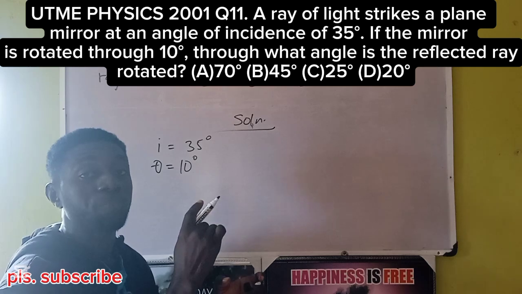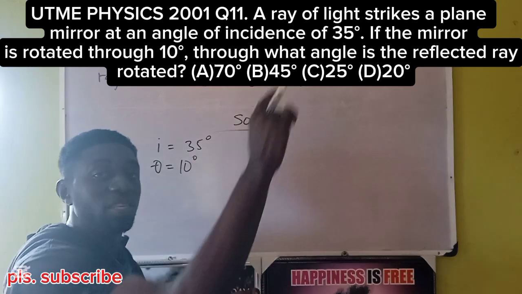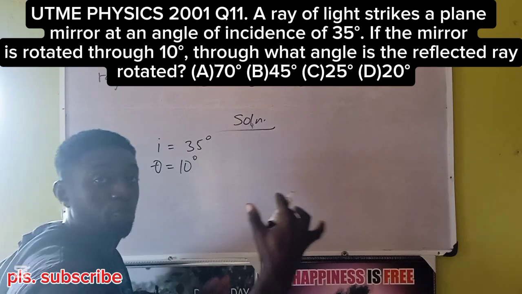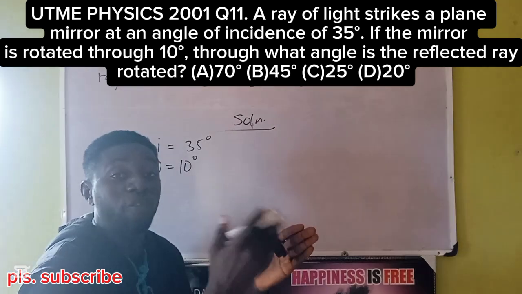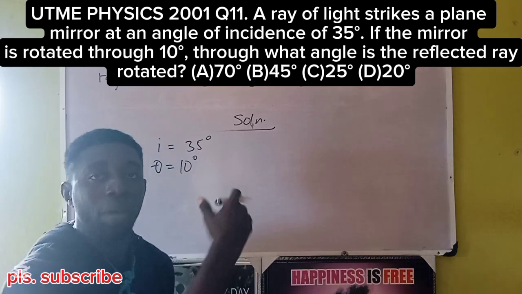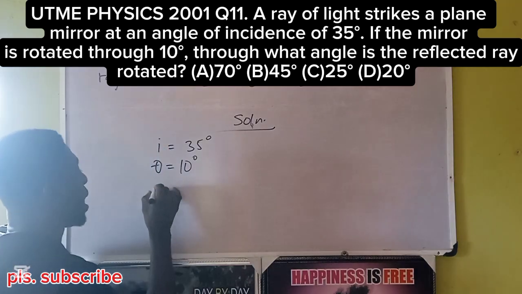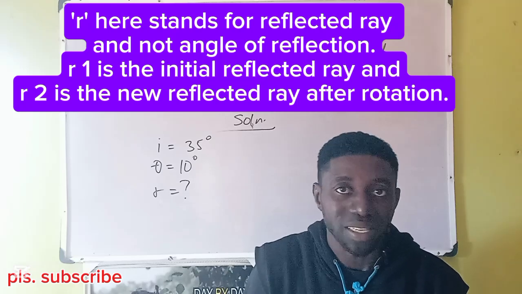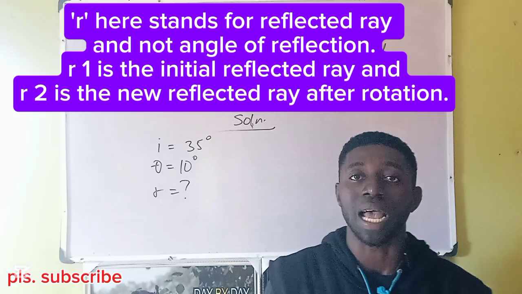In the first light incidence, it will have an angle of reflection. So when the mirror is being rotated, the reflected ray will shift from its initial position to a new position. With time, I will explain better. Then let me just put R. What is the angle between the two reflected rays? That's what the question is demanding. With time, I'll show it with a diagram.